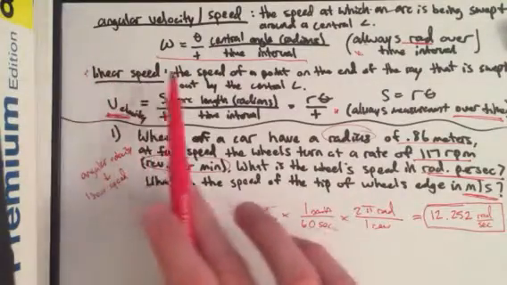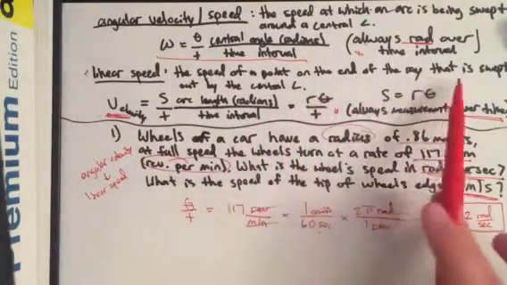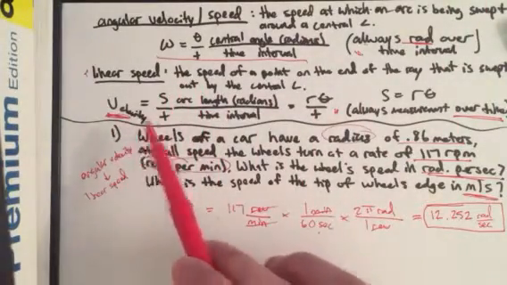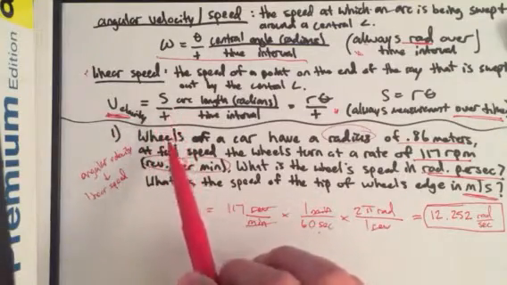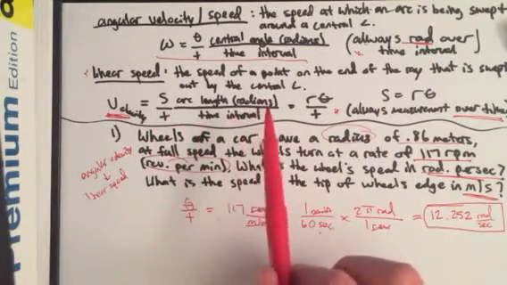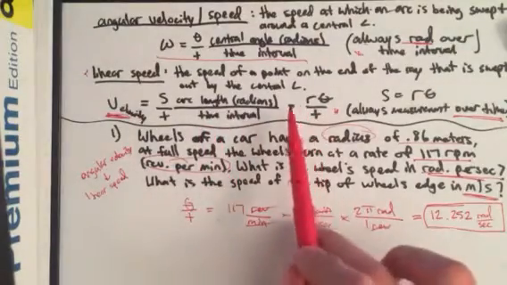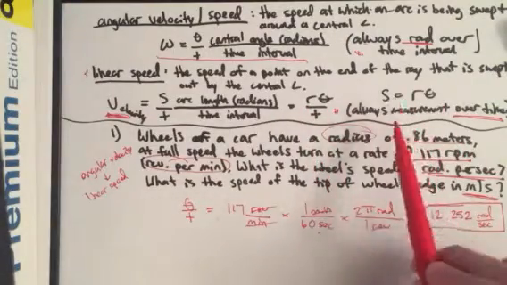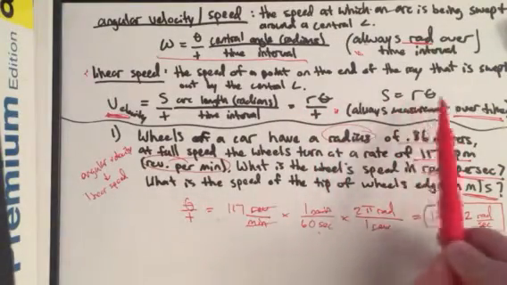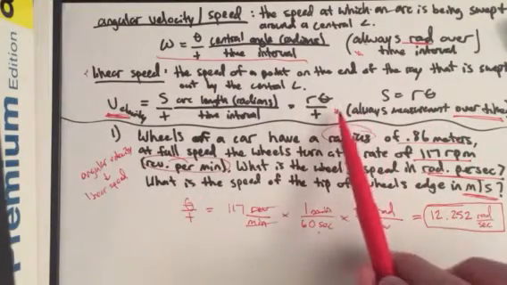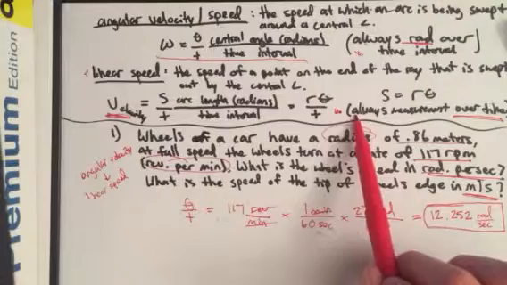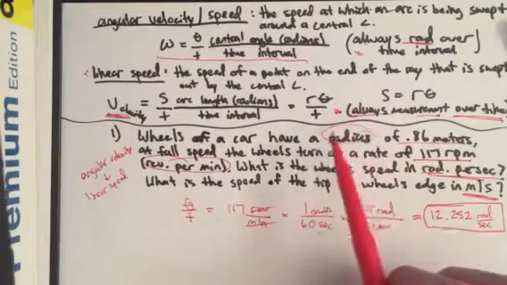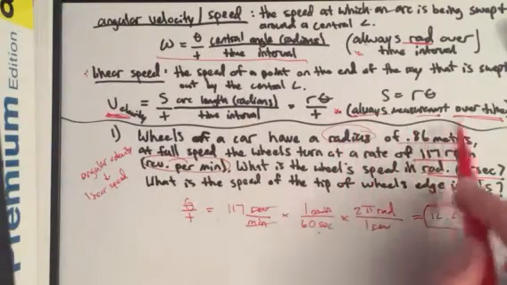Now, linear speed is the speed of a point on the end of the ray that is swept out by the central angle. So v, or velocity, which is what the v stands for, equals s over t, s being the arc length over the given time interval. You can also write it as the radius times theta over time, because s, which is the arc length, equals radius times theta. So always remember, for linear speed, it is always a measurement over time. So a measurement such as meters, kilometers, feet over time.